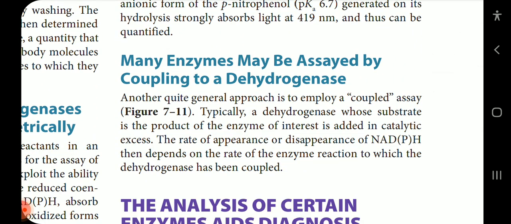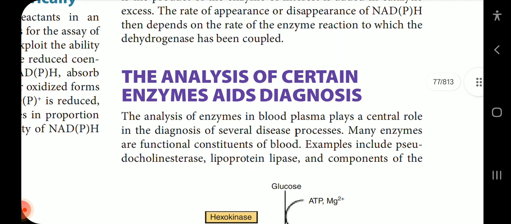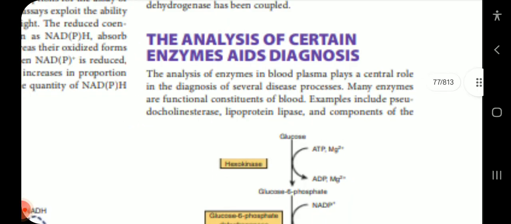Many enzymes may be assayed by coupling to a dehydrogenase. Another quite general approach is to employ coupled assays, Figure 7-11. Typically, a dehydrogenase whose substrate is the product of the enzyme of interest is added in catalytic excess. The rate of appearance or disappearance of NADPH then depends on the rate of the enzyme reaction to which the dehydrogenase has been coupled. The analysis of certain enzymes aids diagnosis.